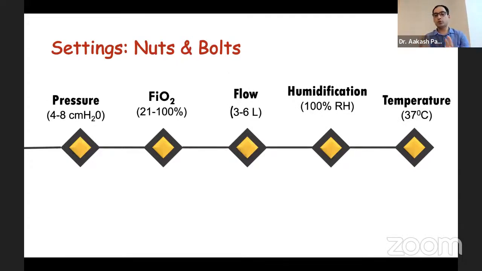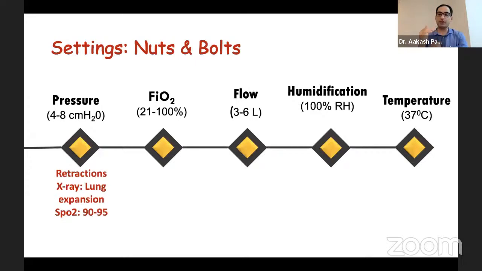The other two things which we often ignore but are equally important, like the previous three, are humidification and temperature. Remember that without humidification and warming, the CPAP gases will not work. They are equally important as your pressures and oxygen. It should always be 100% relative humidity, and the temperature should always be equal to body temperature, that is 37 degrees Celsius. Now, how do we set pressures?